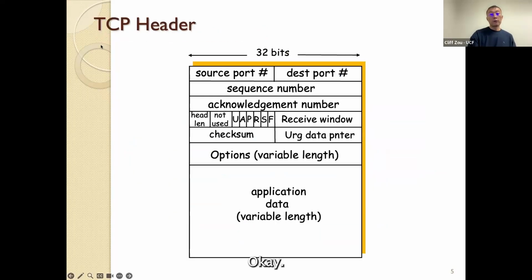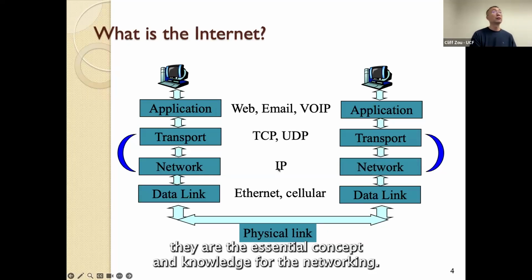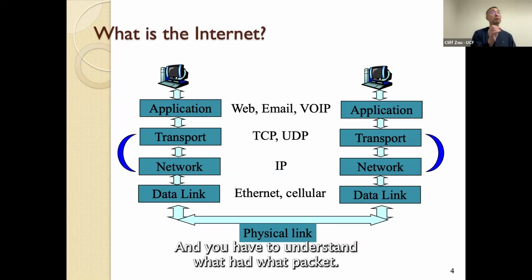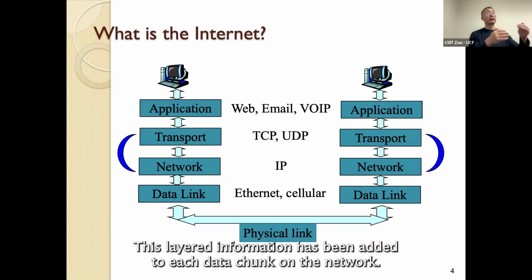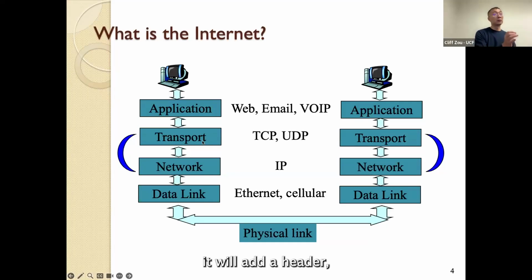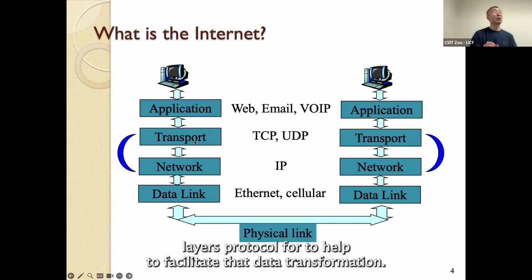Okay, TCP and IP are the essential concepts and knowledge to understand networking. You have to understand what a header and a packet are, and how this layered information is added to each data chunk on the network. When the data goes through each layer, it will add a header in front of the data. That header provides information used by that specific layer's protocol to help facilitate the data transmission.